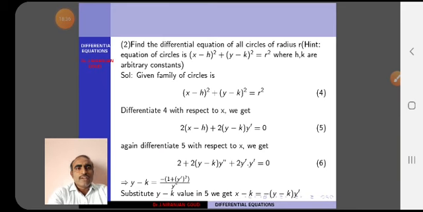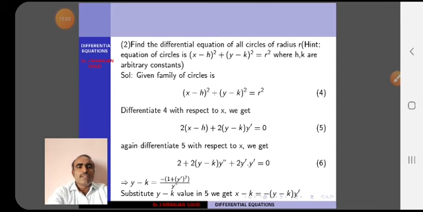Now I give the solution for the second example. Find the differential equation of all circles of radius r. So the given family of circles is x minus h whole square plus y minus k whole square is equal to r square. I take this equation as 4. Differentiate 4 with respect to x. What we get? We get 2 into x minus h plus 2 into y minus k into y dash is equal to 0, since r square being constant, the derivative of r square is 0.